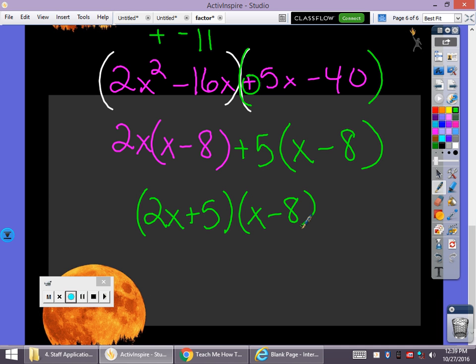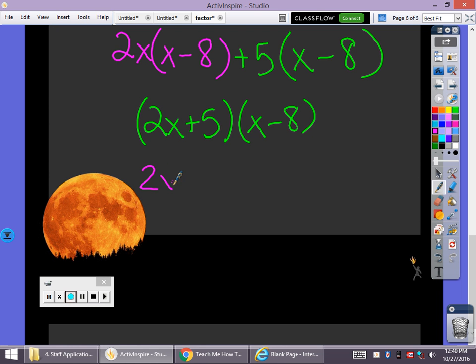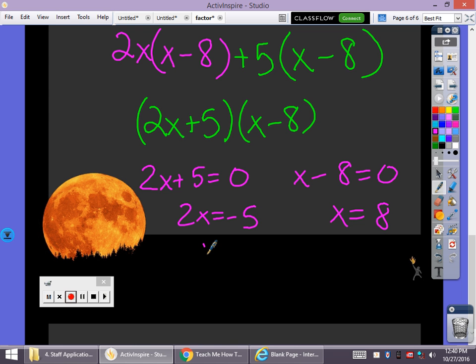Now this problem is different because I did not ask you to factor. I asked you to solve. So I then have to set my parentheses equal to 0. 2x plus 5 equals 0. X minus 8 equals 0. X equals 8. 2x equals negative 5. X equals negative 5 halves. Would either of these numbers put a 0 in the original denominator? No, so they are both solutions. Good? Excellent.